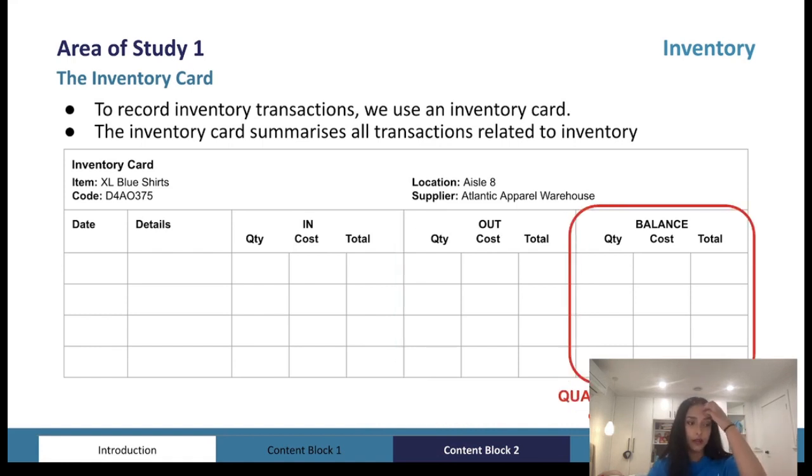And then the final column is the balance column, and this is where we record the inventory that the business has left on hand. So after the inventory is coming in or after the inventory is going out, what is the remaining balance that the business has in their store. And again, we write the quantity, the number of items, the cost per item, and the total cost of all of the inventory that the business has remaining on hand.